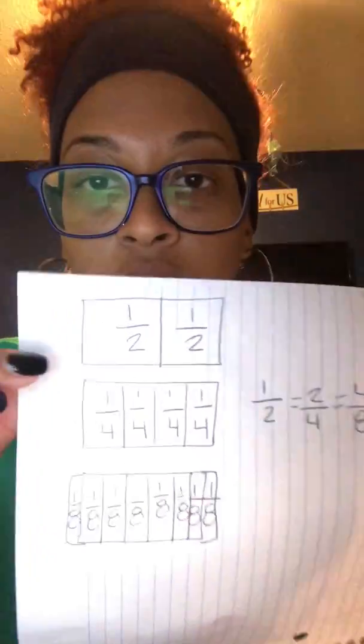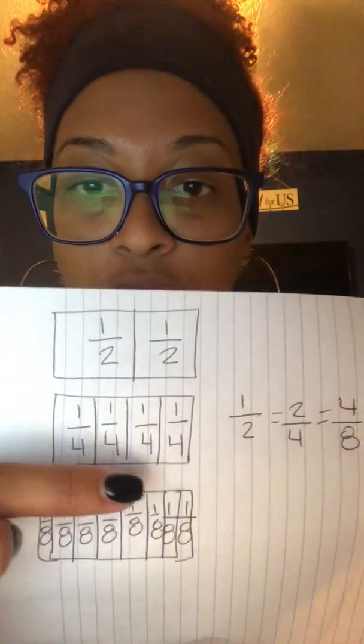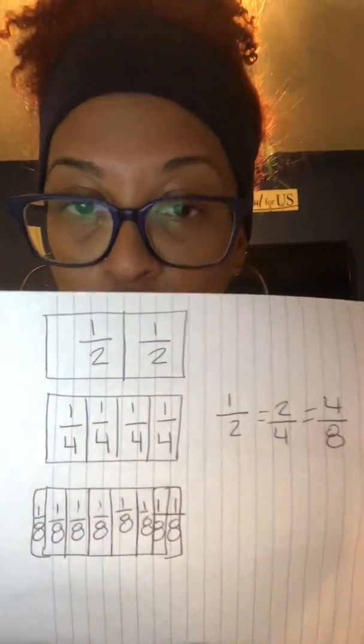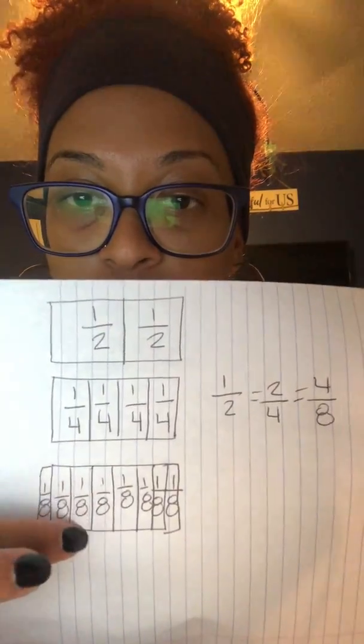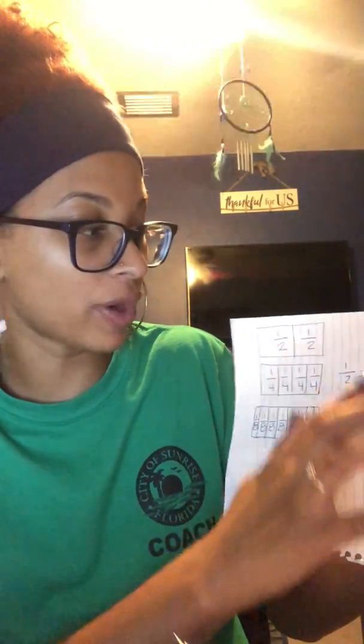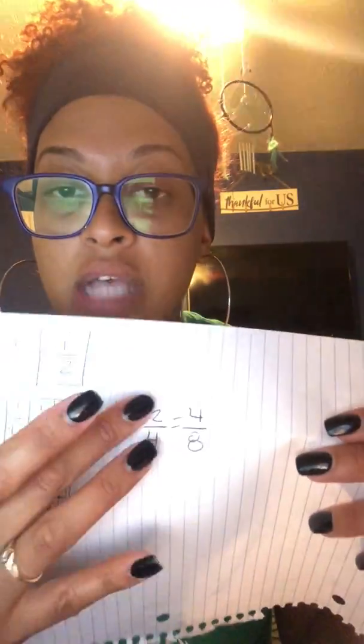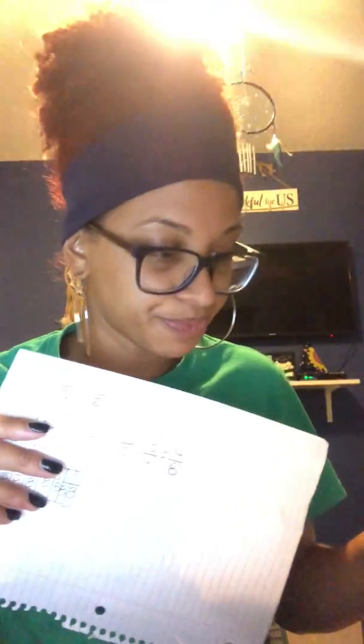Basically, if we have a half and a half, this is equivalent to 1/4, 1/4, 1/4, 1/4, which is 2/4. And then we have 1/8, 1/8, 1/8, and so forth. So 1/2 is equal to 2/4, and 2/4 is equal to 4/8. But you can also write 1/2 is equal to 4/8. They're all equivalent fractions. Although top and bottom are different numbers, they're still equivalent fractions.